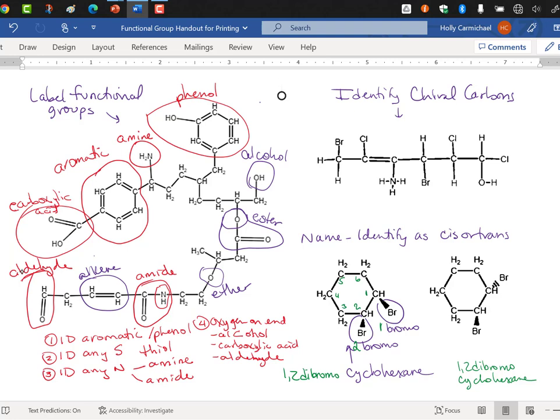So what were the names that we had to add in for the first one? First one is cis, right? Because remember, they're the same side, right? Either both wedges or both dashes, those are both going to be cis. But the other one has 1 wedge and 1 dash, so that means that needs to be labeled trans.